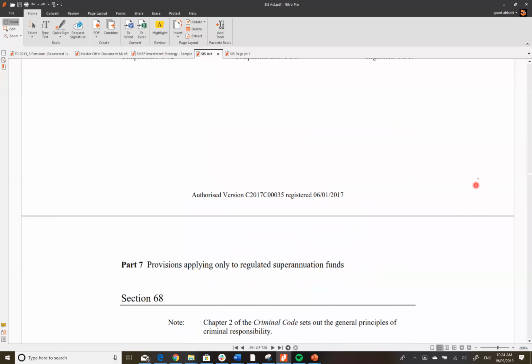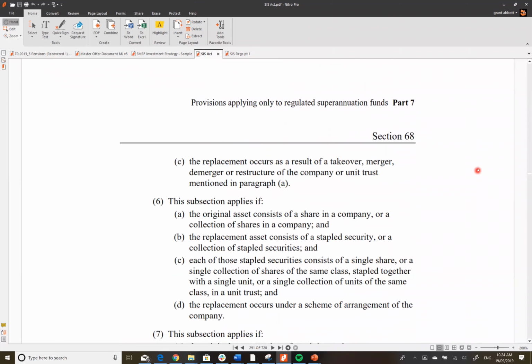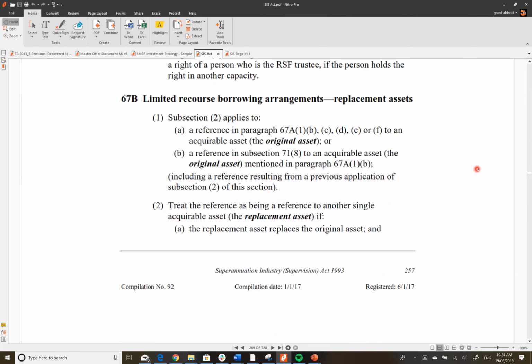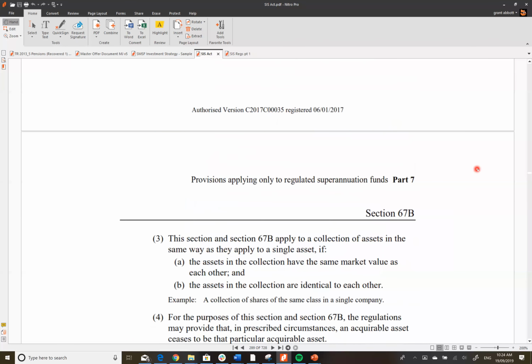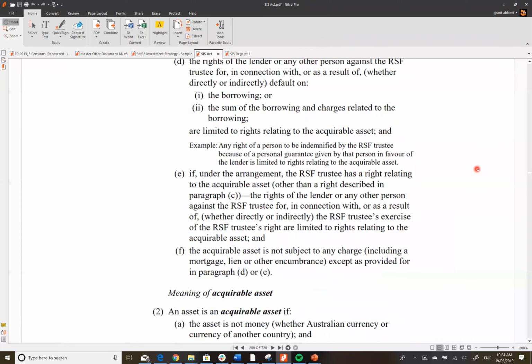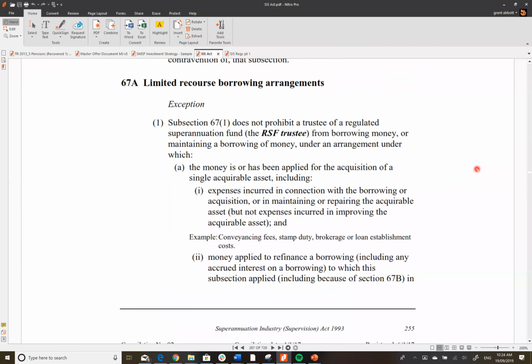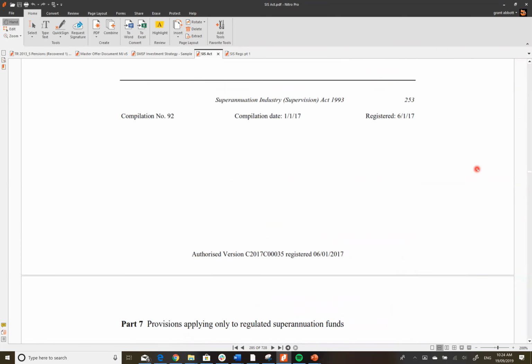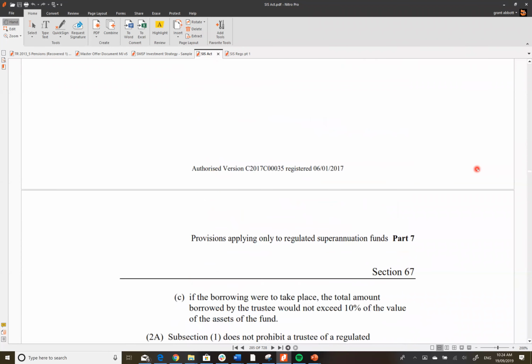Oops, sorry. So victimization of trustees, that's pretty good to know about in terms of divorce. 67, we know about LRBAs, that's okay. And then we get to Section 67, and then we get to Section 66, which is where we want to go.